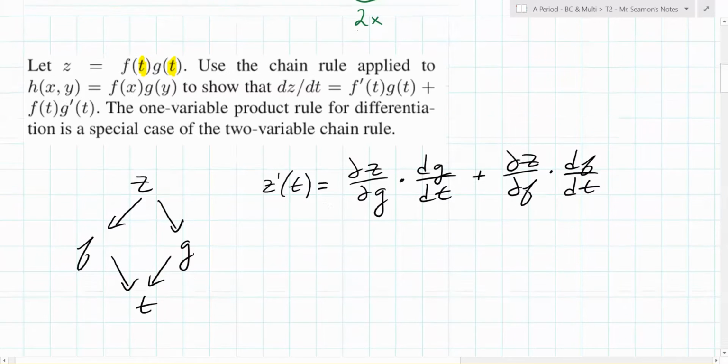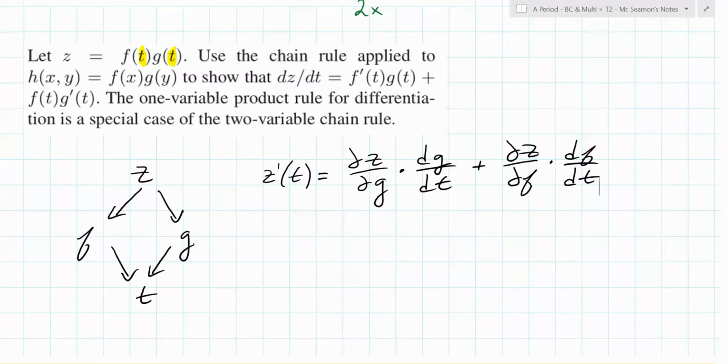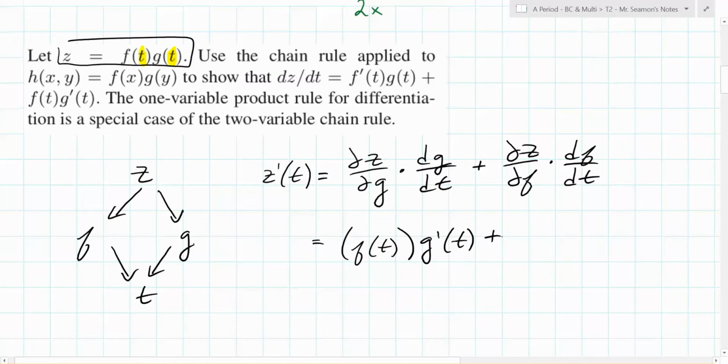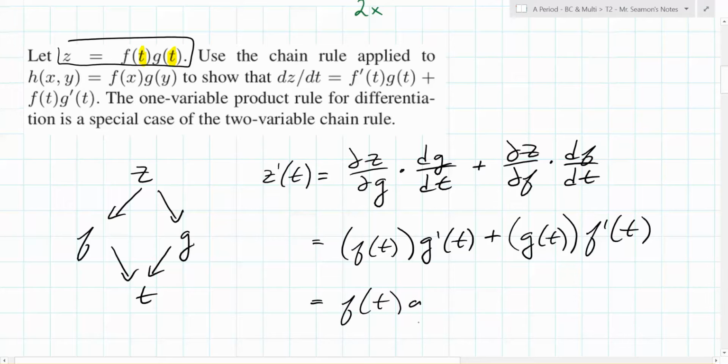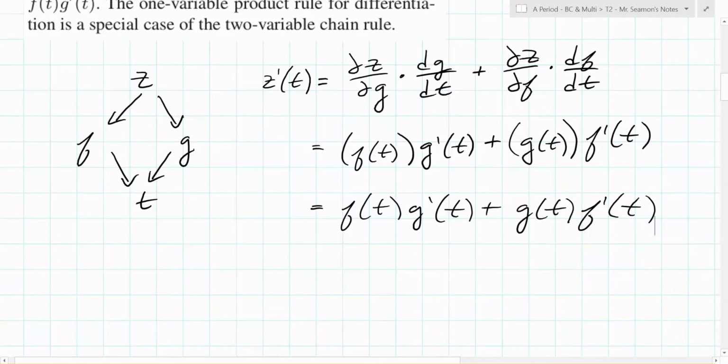So can we figure out both of those things? So then what's dz df, or partial z with respect to f? G of t, exactly. So what's df dt? F prime of t, exactly. So what do you have right here? F of t, g prime of t, plus g of t times f prime of t. What is this? It's the product rule. Yes, exactly.